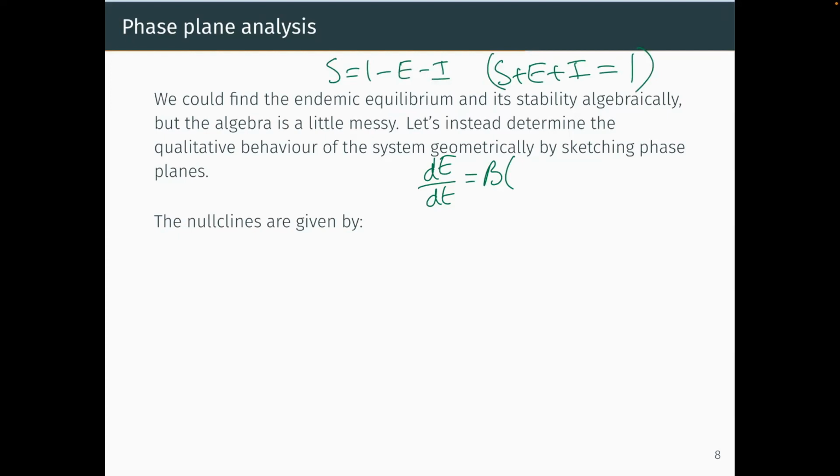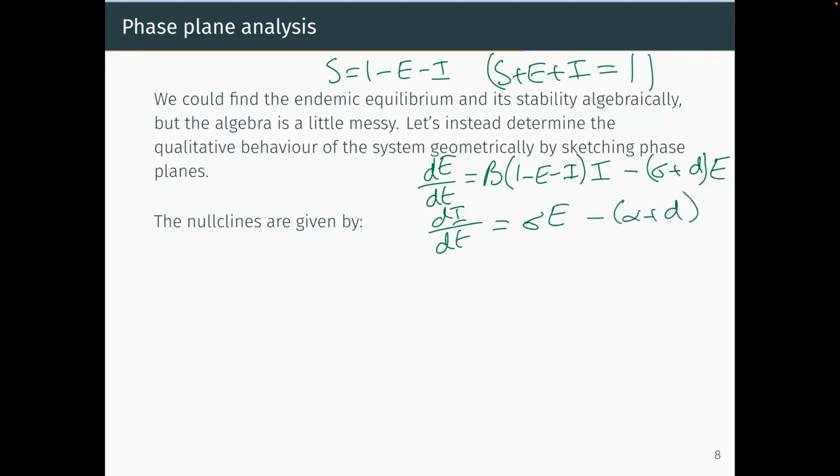So that means that we can write this as beta times 1 minus E minus I times I minus sigma plus D times E, and dI/dt is, as before, sigma E minus alpha plus D times I. This is all going to be on the notes online, so I'm going to go through this reasonably quick. I won't wait for you guys to catch up with notes, just because I want to make sure I cover it all, okay? So don't worry about jotting everything down.